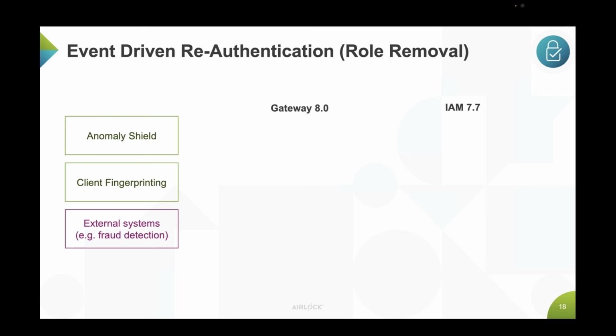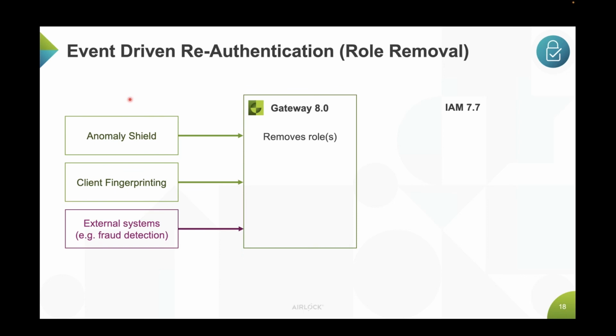So we have components in the gateway like the anomaly shield, we have client fingerprinting, but it could also be an external system that's connected over the control API to the gateway, and they can force the gateway to remove roles from a user session. So the anomaly shield somehow detects that this session is behaving anomalously, and of course, the gateway doesn't like that, so it decides to remove roles.